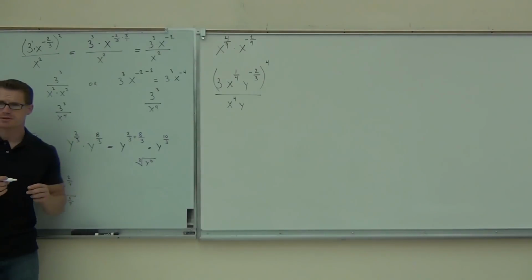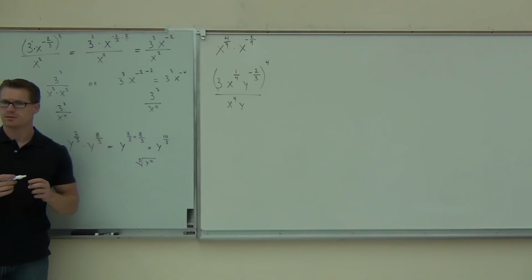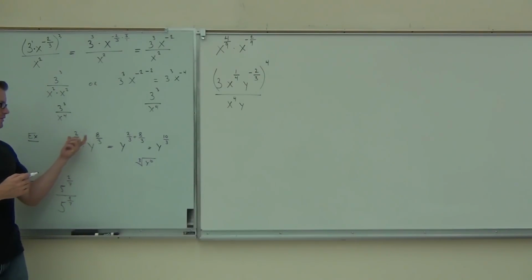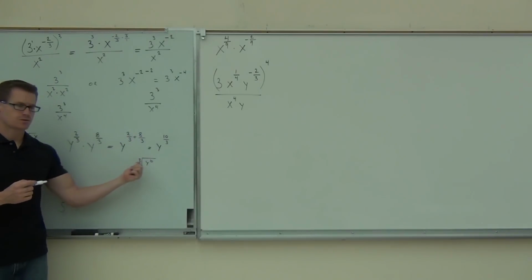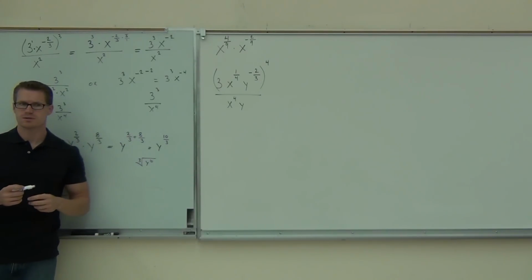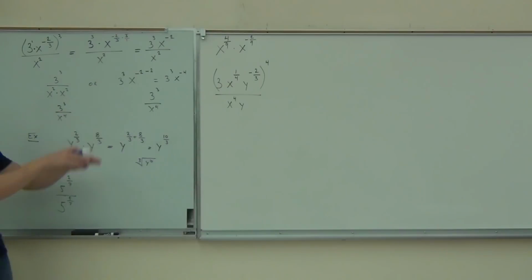Did you get y to the 10/3 on your paper for the first one? Yes. Or cube root of y to the 10? Add those, we get the 8 plus the 2. We have a common denominator already. We get 10/3, the cube root of y to the 10. Yes, no? Yes. Good. Okay. Keep working on the last one. I'm going to do another one.